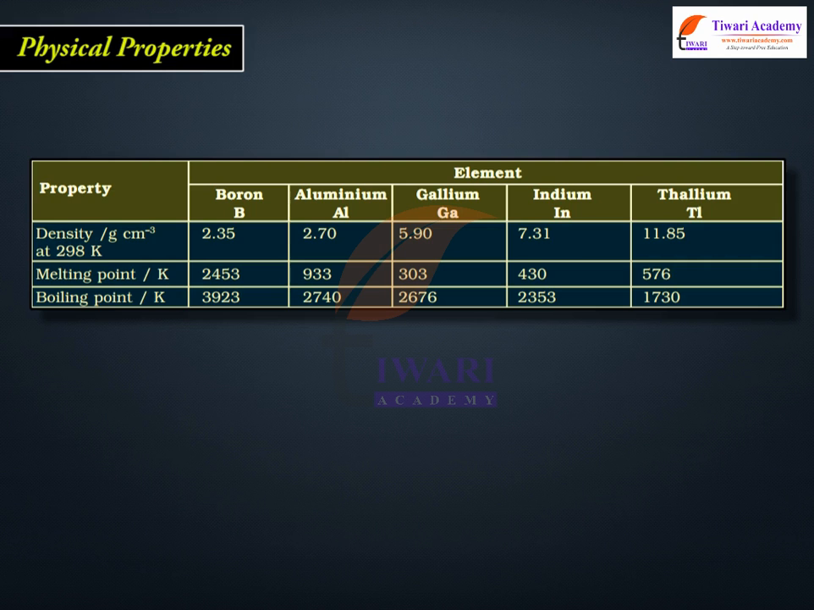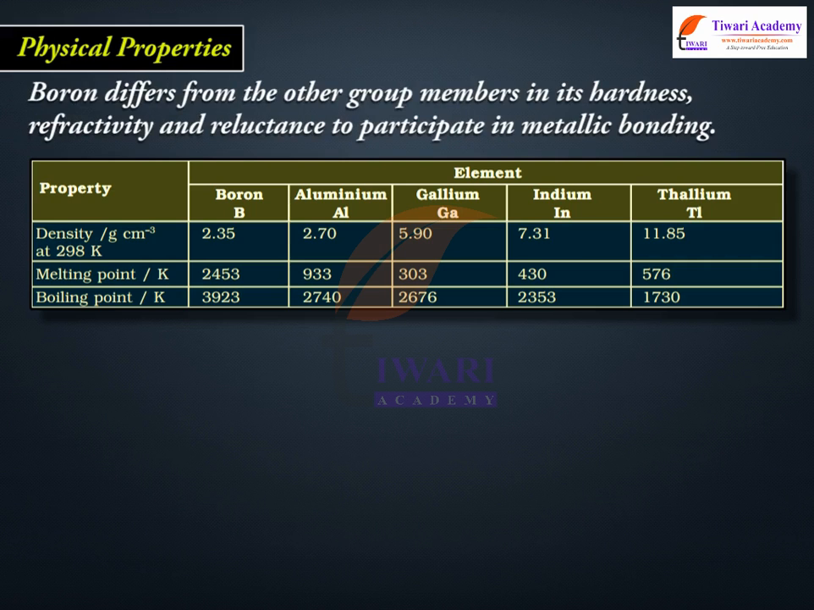Physical properties. Boron differs from the other group members in its hardness, refractivity, and reluctance to participate in metallic bonding. It is an extremely hard and black-colored solid. It exists in many allotropic forms. Boron has a very high melting point because it exists as a giant covalent polymer in both solid and liquid state.